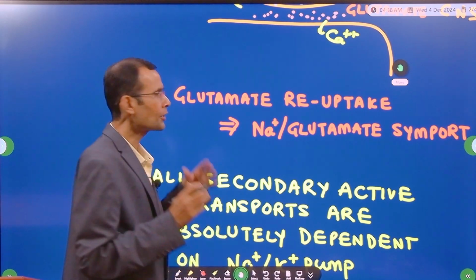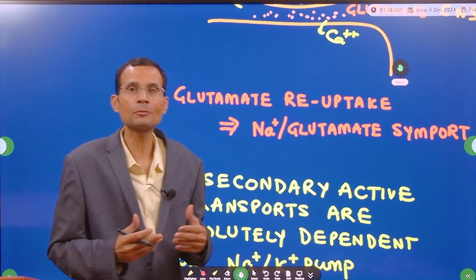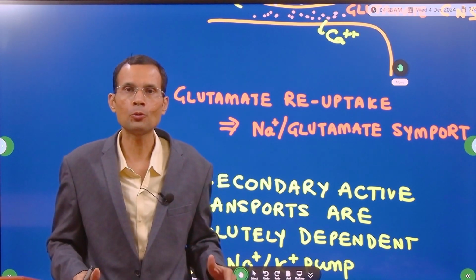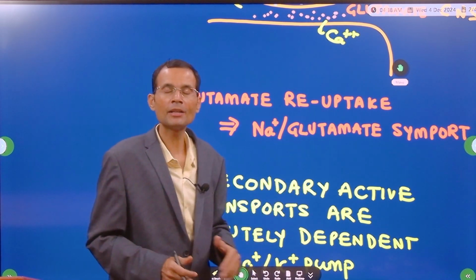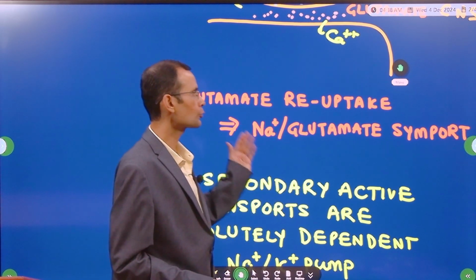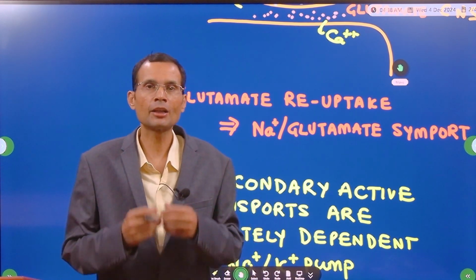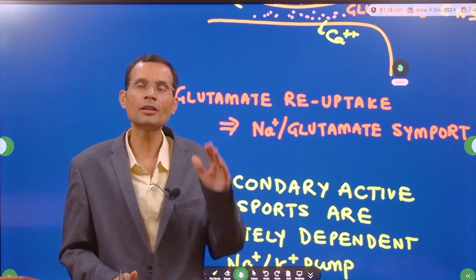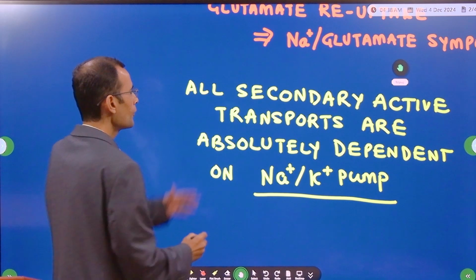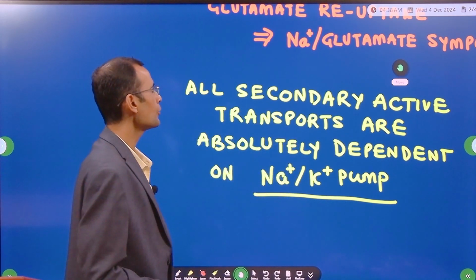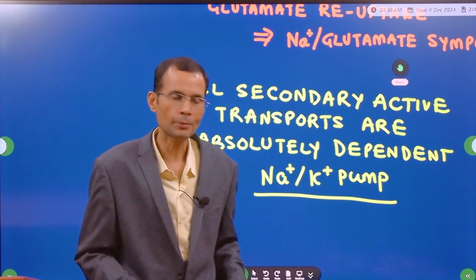Now the most important part is that glutamate reuptake occurs by secondary active transport, co-transport or symport. It is sodium dependent co-transport, also called sodium glutamate symport. So it's a secondary active transport, and therefore obviously it's going to depend on the sodium potassium pump working in those neurons. We have already mentioned that all the secondary active transports are absolutely dependent on the sodium potassium pump.